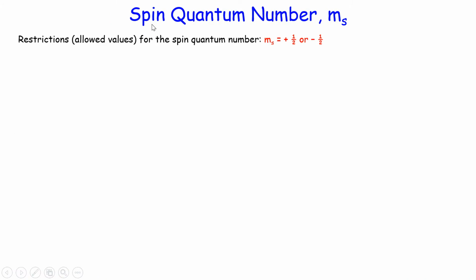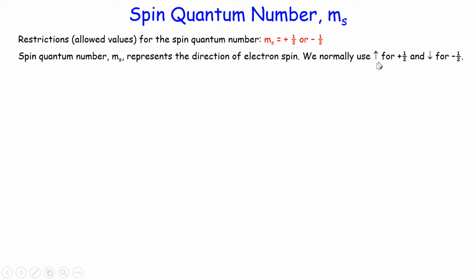Now the last quantum number, the spin quantum number, ms, can only have 2 allowed values, either positive 1/2 or negative 1/2. We normally use arrow up for positive 1/2, arrow down for negative 1/2. The 1/2 value really doesn't mean anything mathematically. It just means the spin direction of the electrons, okay? So one clockwise, let's say, the other one counterclockwise.